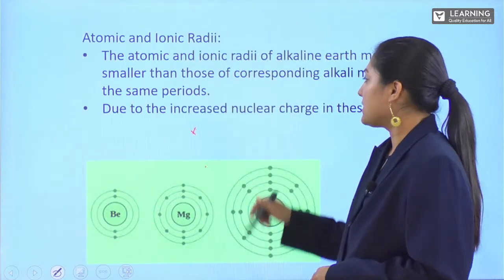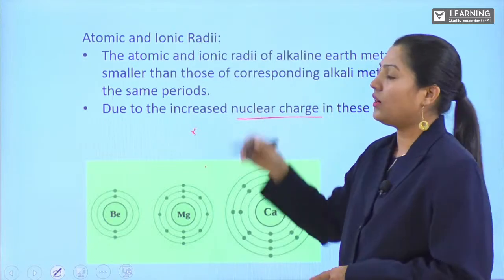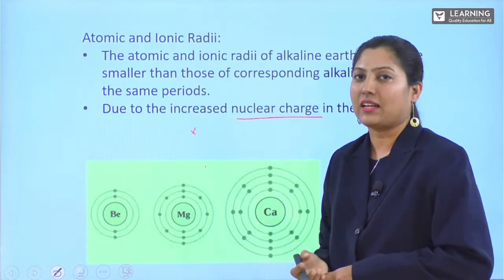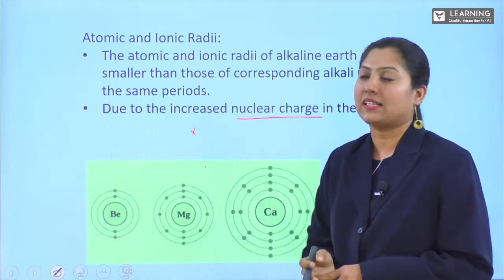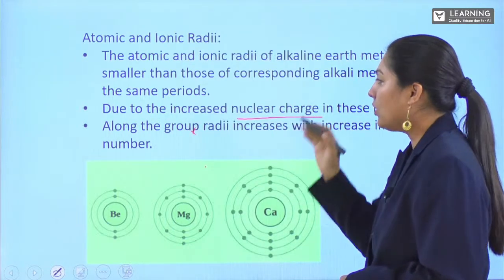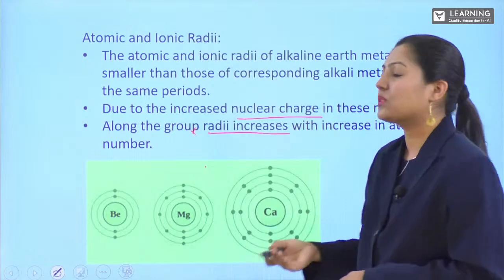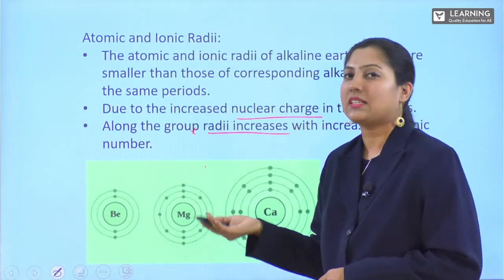Due to the increased nuclear charge, this is what is happening: the alkaline earth metals have a smaller size than the alkali metals. Along the group, radii increase as we know, as the number of electrons increases.